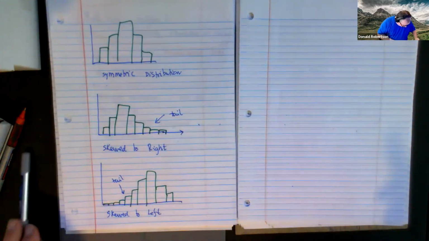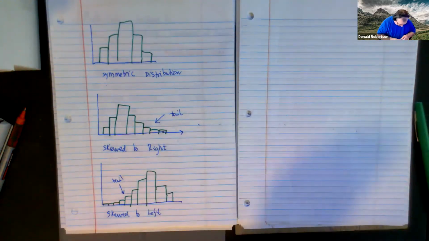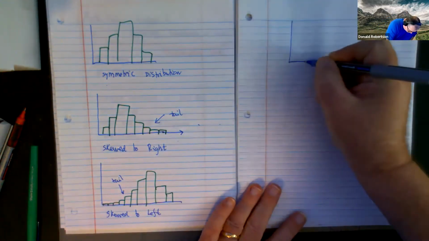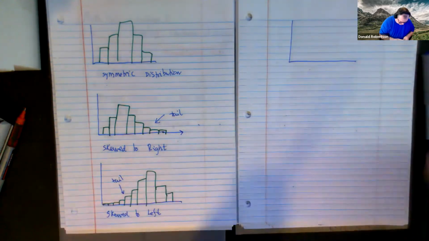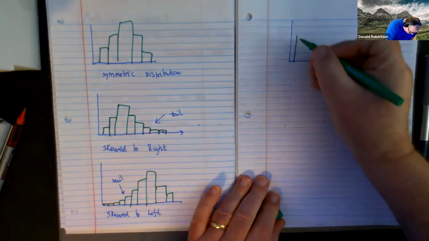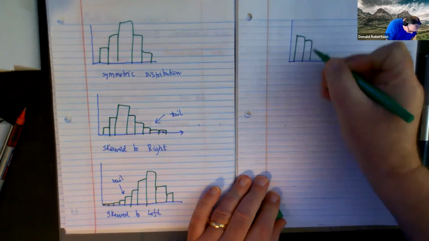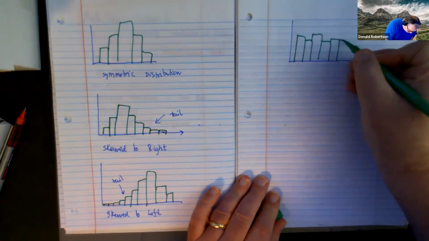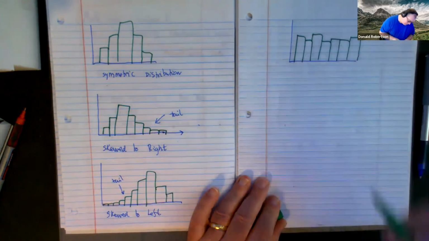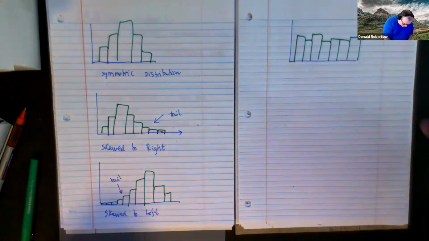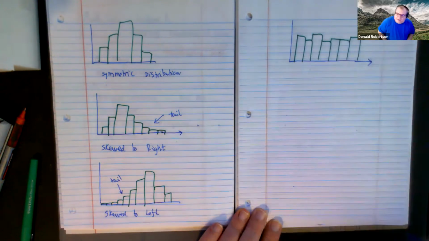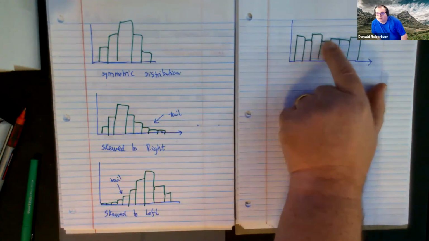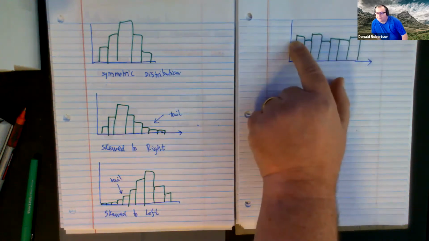Now, there are other distributions, but the only one that I'm going to look at, or at least give you a name for, is a distribution that looks like that. Now, I've deliberately made it not perfect because life isn't perfect, but aren't pretty much all of these roughly about the same height?